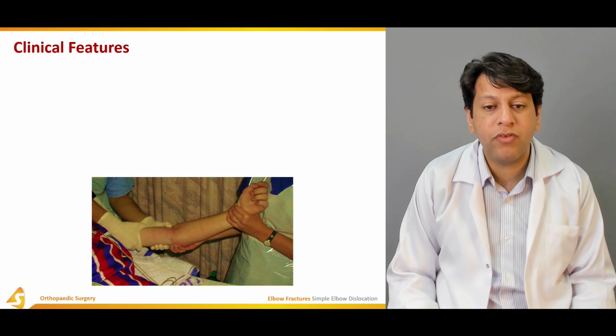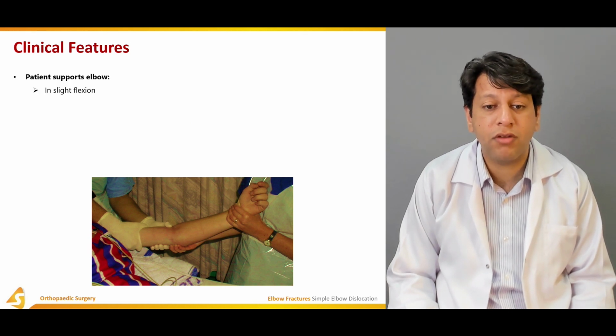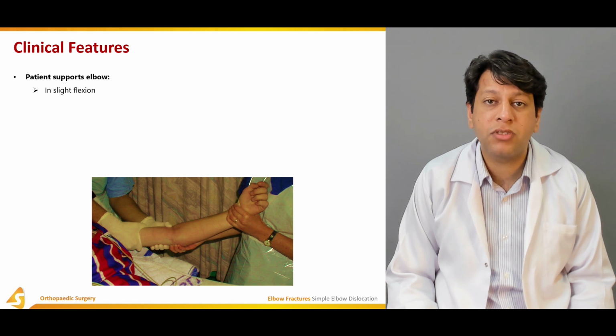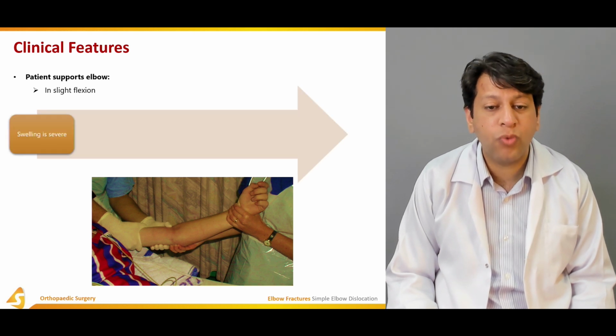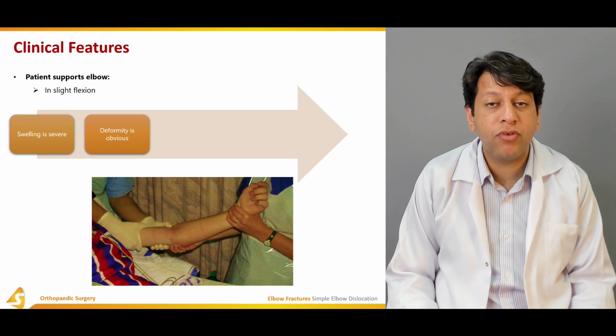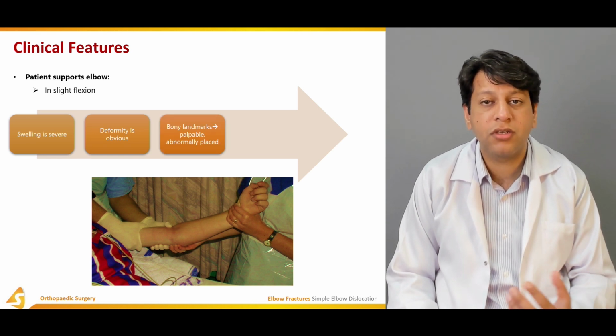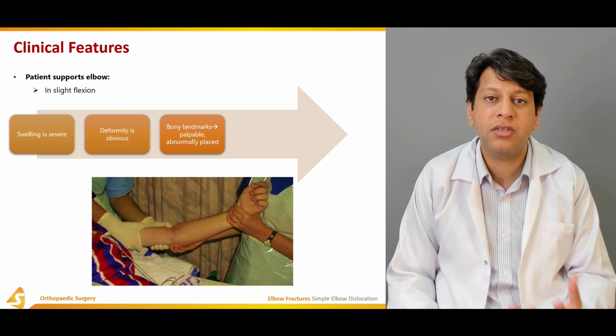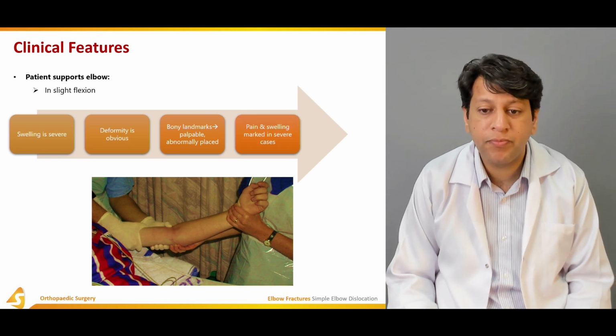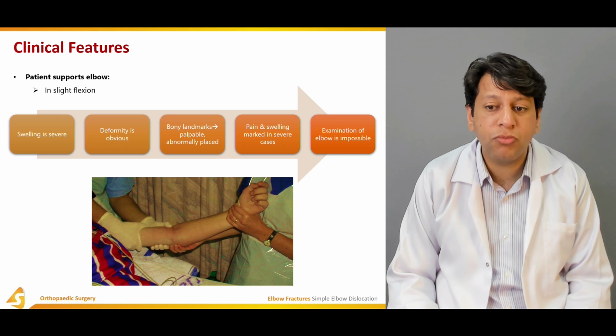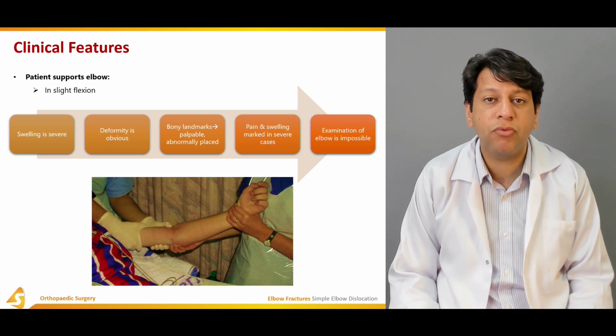Now coming to the clinical features: as it is a simple dislocation not associated with fractures, the elbow of the patient will be in slight flexion, swelling would be severe, deformity would be obvious, and the patient will not be able to move the arm, that is, elbow flexion and extension would be extremely limited. Pain and swelling would be marked in most cases, and examination of the elbow would be impossible.